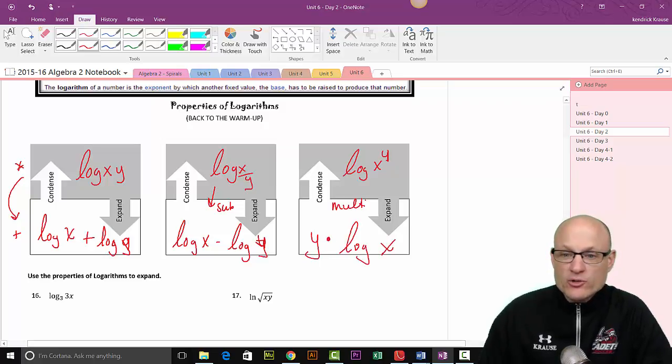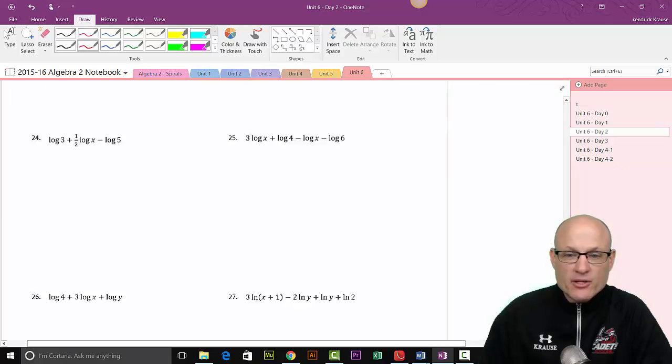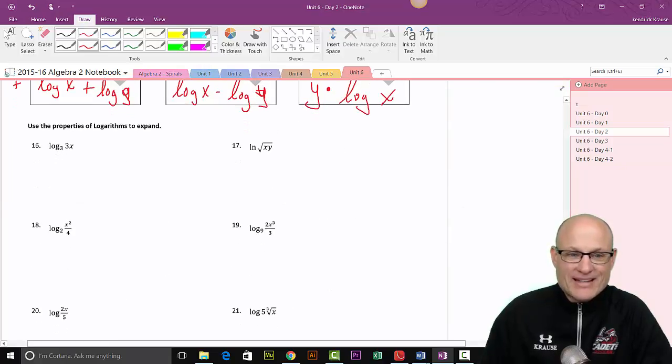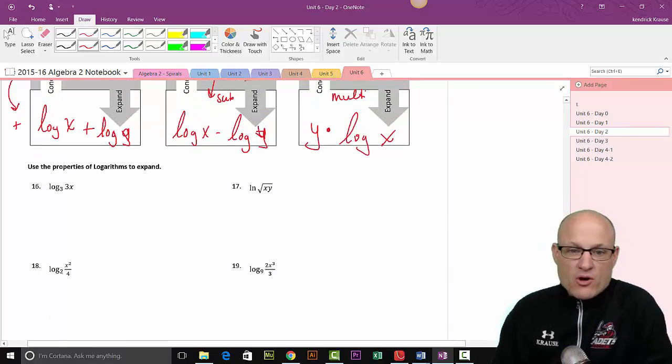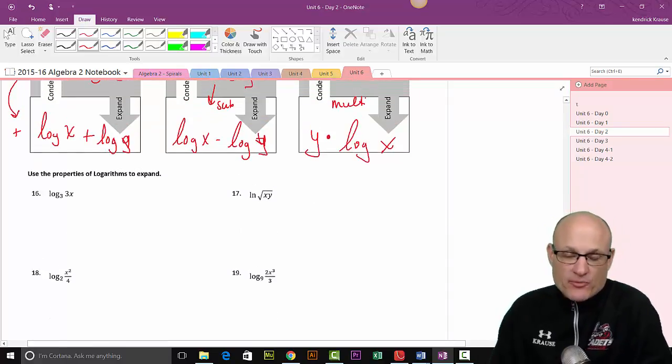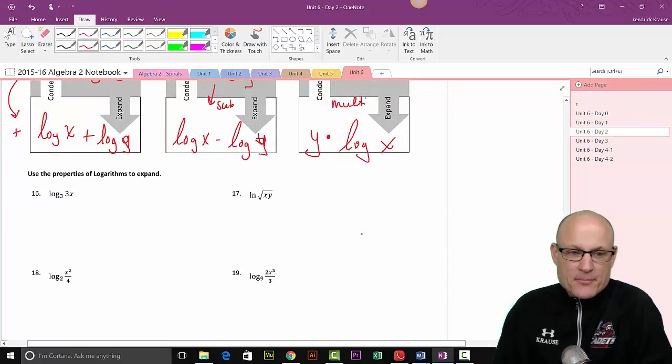So all I'm going to do is either expand or condense these. If I gave you the expanded version, where they're all out there with adding and subtracting, we're going to convert it or condense it back.